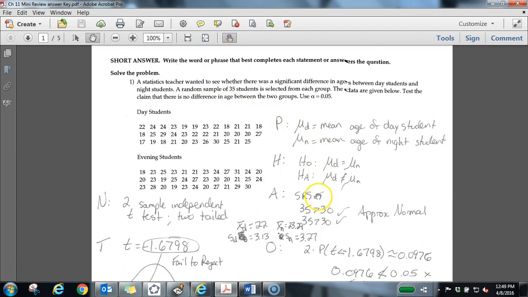Next, we look at our assumptions and conditions. It says that it is random, so it's an SRS, and both samples, 35, are greater than 30, so it's approximately normal. It is a two-sample independent t-test, a t-test because we don't have sigma, and we're not going to have sigma, and it's two-tailed.